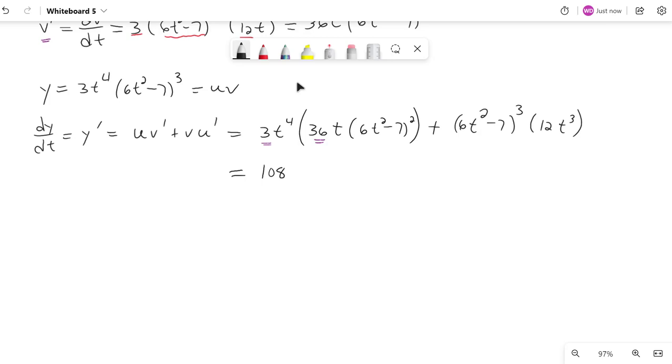You then have the monomials. That would be this term and this term. If you multiply those together, you get t to the 5th. And then you have the binomial left over, which is 6t squared minus 7. That thing was squared. I do the same thing with the second one. It would be the constant 12 times the monomial, which is t cubed, times 6t squared minus 7 cubed. Okay, there you go.